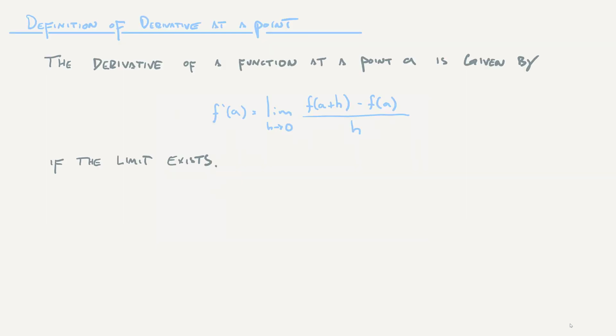So that specific limit is what we're going to use as the derivative of a function at a point a. The derivative of a function at a point a is given by f prime of a is equal to the limit as h approaches 0 of f of a plus h minus f of a, all divided by h, provided the limit exists. That's going to be the limit definition that we use moving forward.